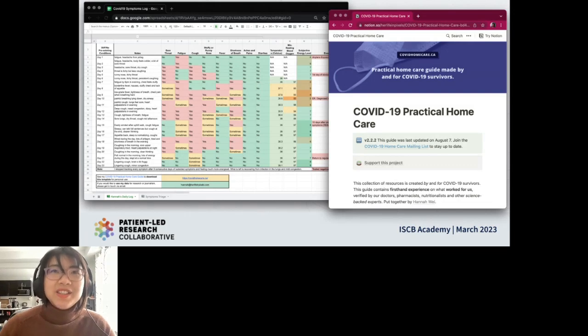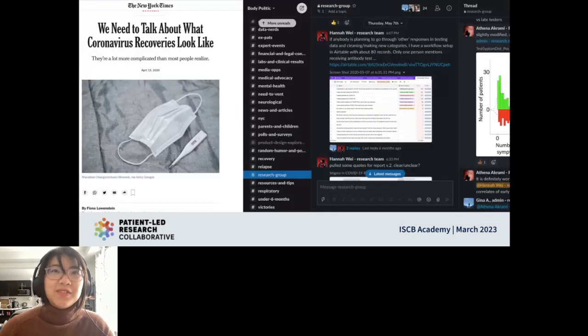So, I joined a support group because of this, called the Body Politic, that's made for and by long COVID patients. And it's founded by an author of this New York Times op ed called "We Need to Talk About What Coronavirus Recoveries Look Like." At this time, there were a lot more people speaking out about their lack of recovery. People on Slack weren't just looking for moral support, but also answers to ongoing and strange symptoms. So I shared my tracker there as well.